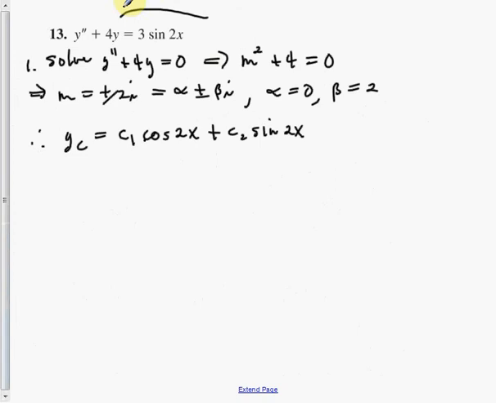If you make a connection between your calculus 2 and this class, and even with physics, this form of y double prime plus 4y is said to be harmonic motion. And we have a section here in this class that we kind of dig into that in detail.